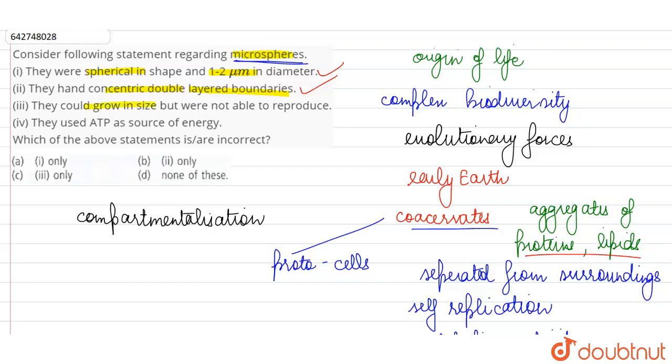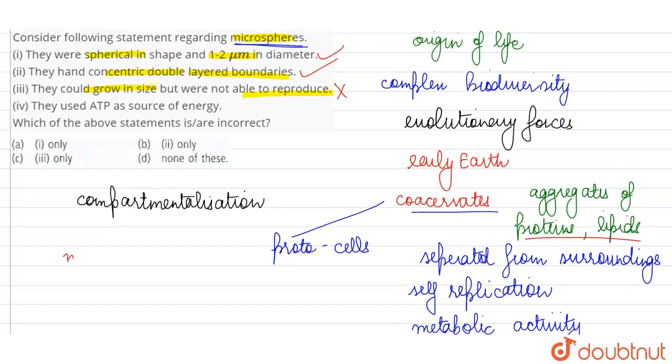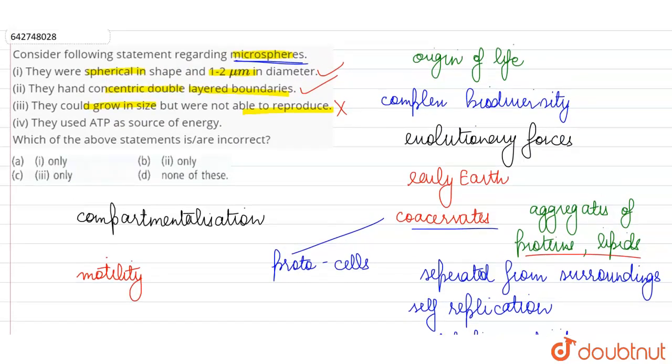Next, they are saying they could grow in size, but they were not able to reproduce, so this is incorrect. We have seen how the coacervates had the ability for self-replication. So similarly, the microspheres also showed motility, reproduction, all of these things. But here they are saying it was not able to reproduce, so this is not correct.